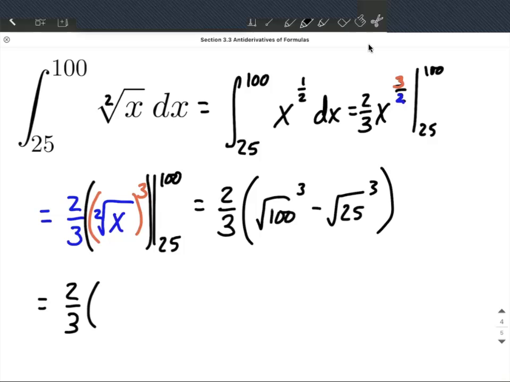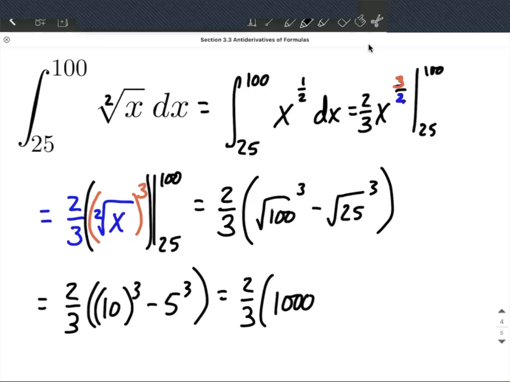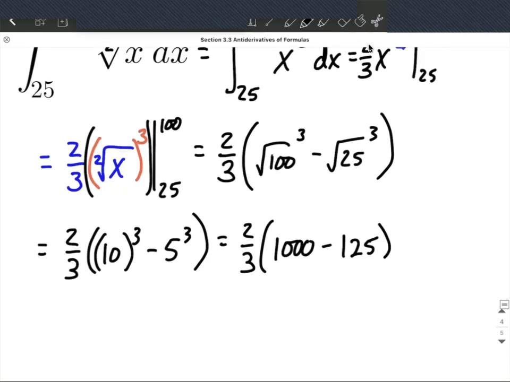Next, the square root of 100 makes 10, but it's going to be cubed, minus the square root of 25 makes 5, but it's going to be cubed. All right, so 2/3. And then 10 cubed is 1,000, right? 10 times 10 times 10. Minus 5 cubed is 5 times 5 times 5 makes 125. So I'm going to say 2/3 comes along. On the inside of our parentheses, we can say 1,000 minus 125 makes 875.